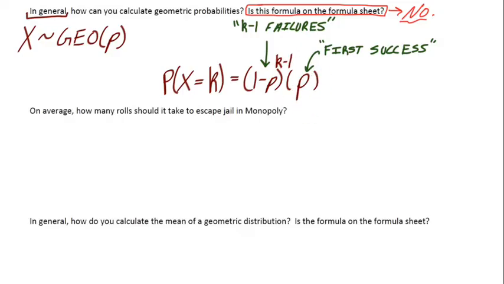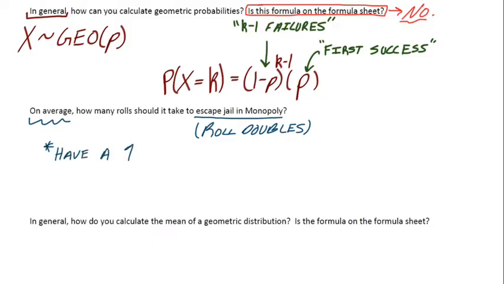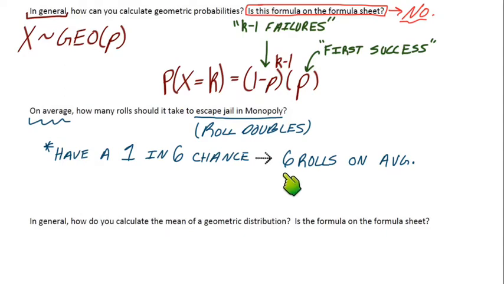The next question here says, on average, how many rolls should it take to escape jail in Monopoly? In other words, how many rolls should it take on average for us to get doubles? And if you think about it, you really have a 1 in 6 chance of rolling doubles anytime you roll the dice. So that means that on average, it should take us 6 rolls to get doubles. Sometimes a little bit more than that, sometimes a little bit less than that. But if you have a 1 in 6 chance to get doubles, that means that on average, it'll take you 6 rolls to see doubles.